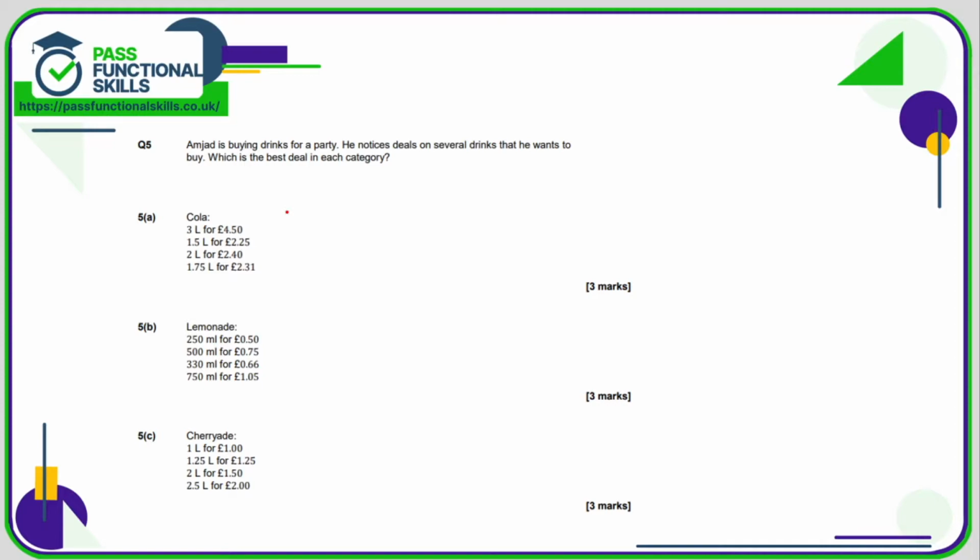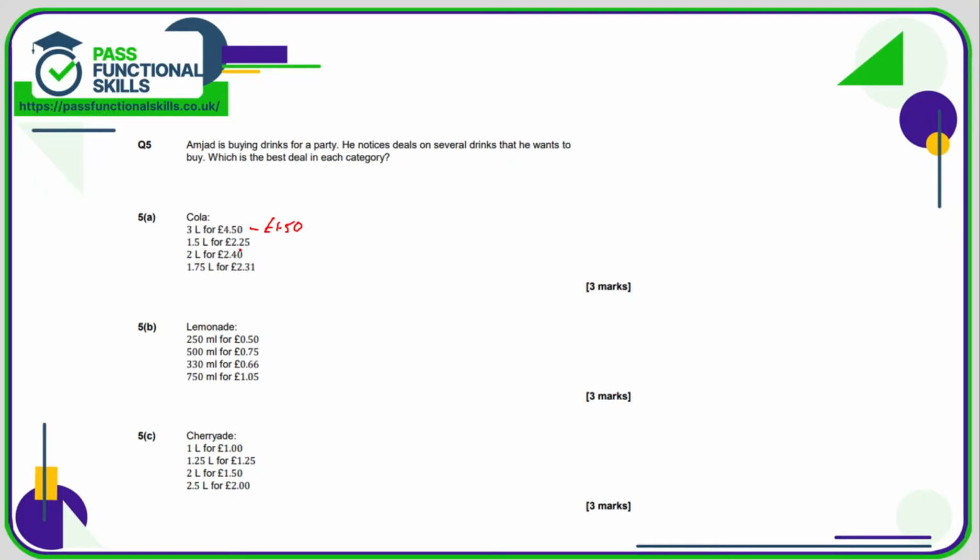Question number 5, we need to work out which is the best deal in these categories. So probably the best thing to do for 5A is to work out the price for 1 litre. So if 3 litres cost £4.50, then 1 litre is going to be 3 times less than £4.50. £4.50 divided by 3, that works out as £1.50 per litre.